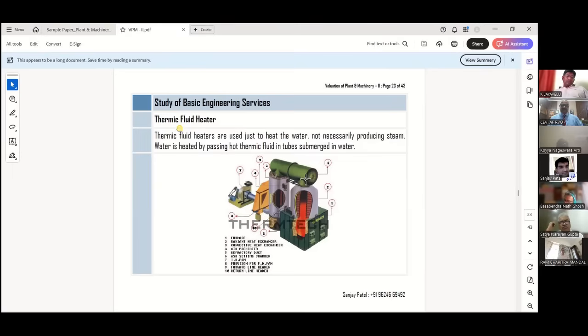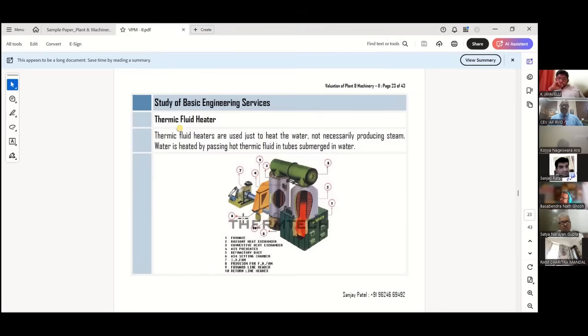What happens in a boiler? It converts the liquid state to the gaseous state. While a thermic fluid heater is heating any fluid to a certain temperature only. We know that many chemical processes take place at a specific temperature and pressure only. If you are not finding that pressure or temperature, the reaction will not take place. So a thermic fluid heater is used to heat up the fluid to a specific temperature, not for the conversion of state, not necessarily producing steam.